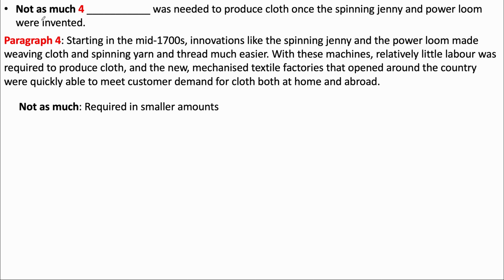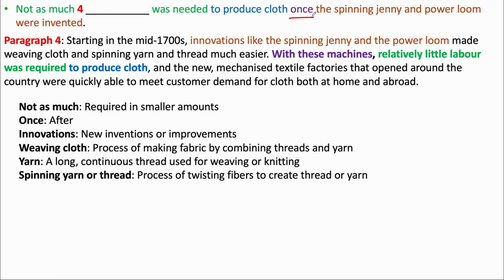A key phrase in this question is not as much. It means that something was required in smaller amounts. The passage says, with these machines, here refer to spinning jenny and power loom. So, with these machines, relatively little labor was required to produce cloth. Once here means after.